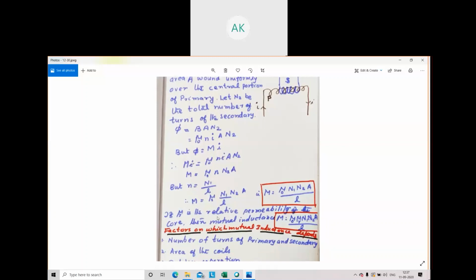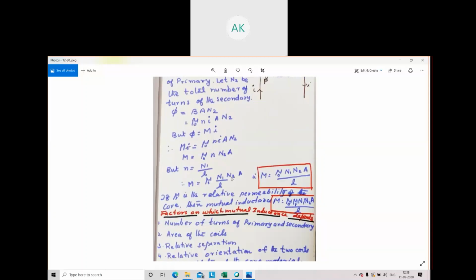If mu r is the relative permeability of the core, then mu is mu 0 into mu r, which is substituted. The mutual inductance M equals mu 0 mu r N1 N2 A by L. For self-inductance, L equals mu 0 mu r N square A by L. Here it is N1, the number of turns in the primary, into N2, the number of turns in the secondary, into A by L. So it is easy to remember: there it is N square, here it is N1 into N2.